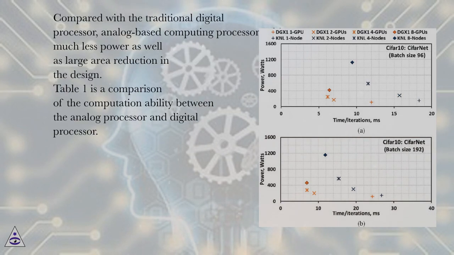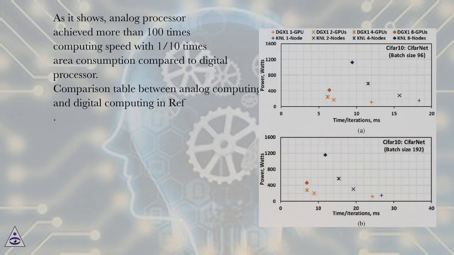Compared with the traditional digital processor, the analog-based computing processor achieves much less power as well as large area reduction in the design. Table 1 is a comparison of the computation ability between the analog processor and digital processor. As it shows, the analog processor achieved more than 100 times computing speed with 1/10 times area consumption compared to the digital processor. Comparison table between analog computing and digital computing in the reference.